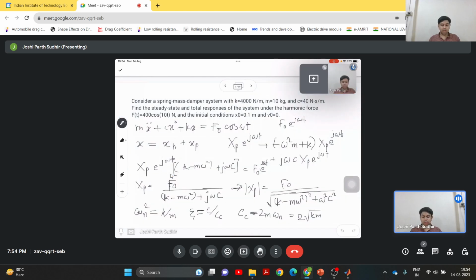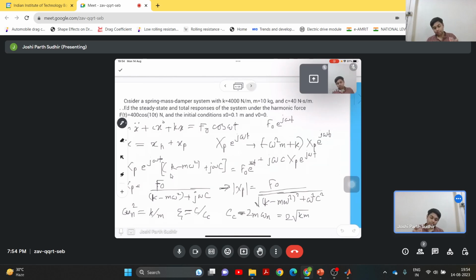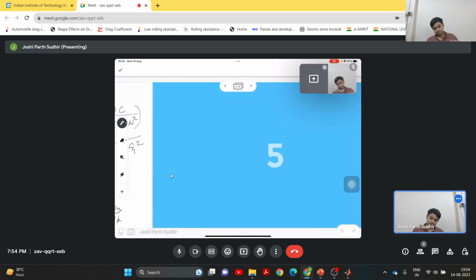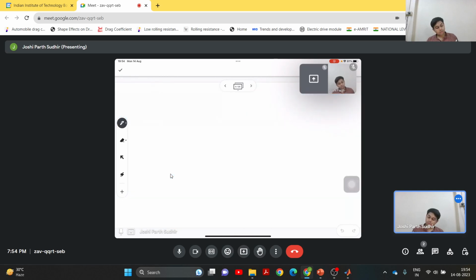So here we have assumed that the damping present in the system is such that the system is underdamped. So let us just check that. Here C is given as 40, whereas the critical damping value is 2 root km. C is given to be 40.